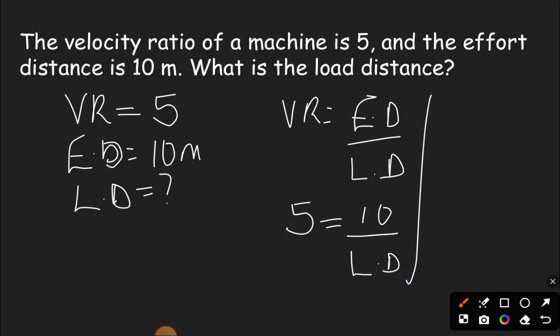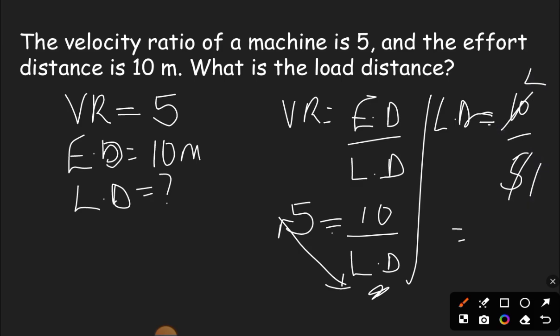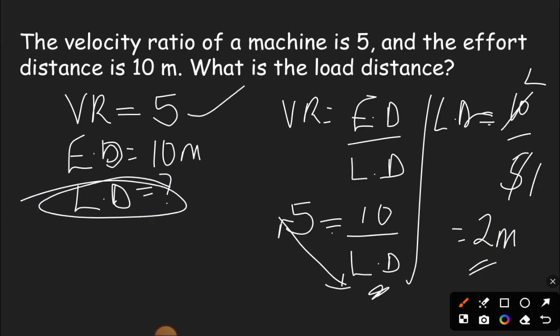So it's going to be load distance equals 10 on 5. So anytime you're doing change of subject, and then you have your denominator to be whatever you are looking for, if you have an equal to sign, you can just exchange these two, and it always works. So your load distance is 5 here 1, 5 here 2, 2 meters. Now take note, we are dealing with distance here, load distance, so it's 2 meters. The velocity ratio was 5, which had no unit.